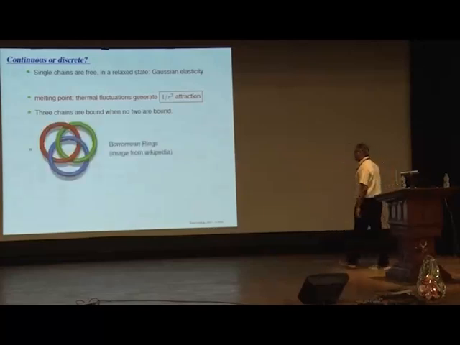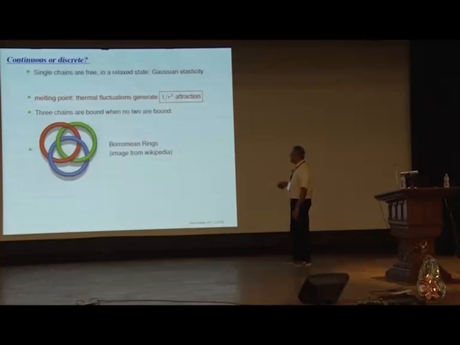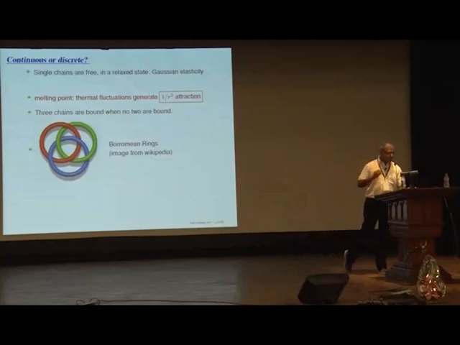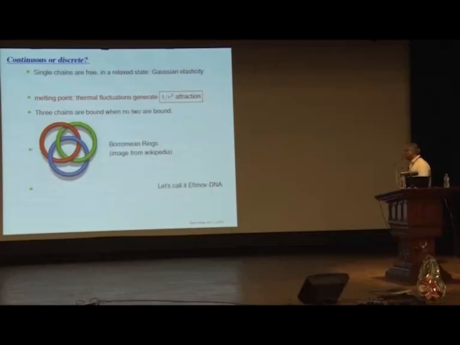There are examples known which are called Borromean rings. You see, the 3 are together, and you cut any one, the other 2 will fall apart. But that's topological. In our case, there is nothing topological. It's purely entropic, and that's why it's very peculiar to DNA, and we will call it Efimov DNA.